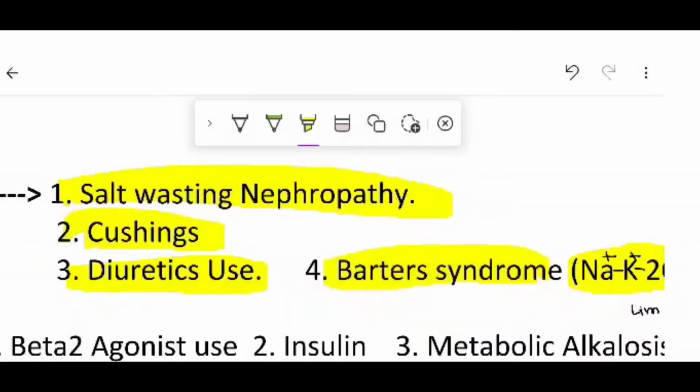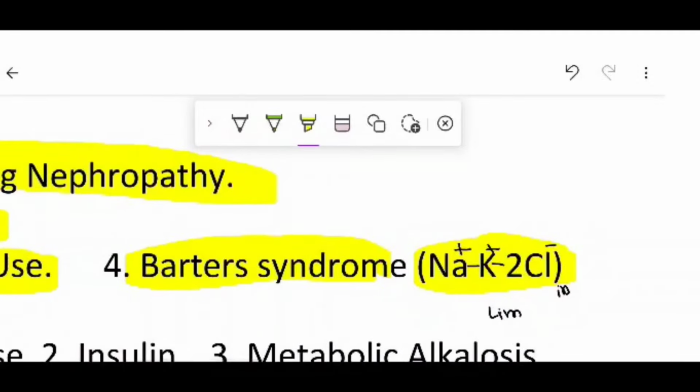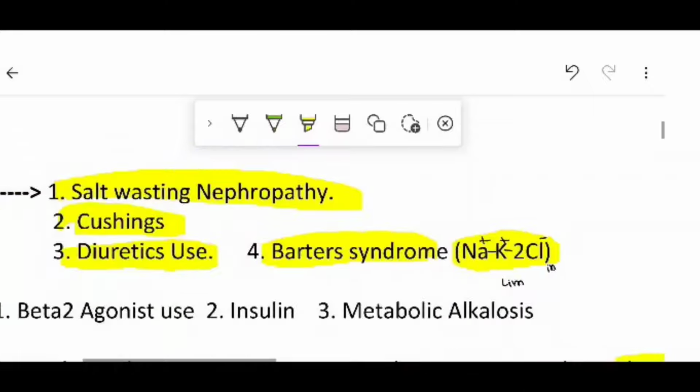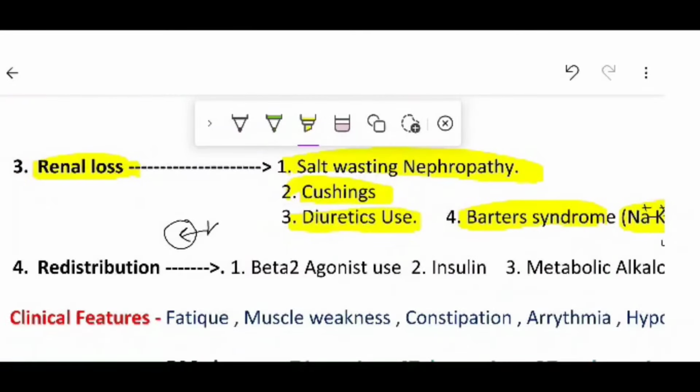So, what is Bartter syndrome? Bartter syndrome is the inhibition of the sodium, potassium, 2-chloride channel, which is present in the thick ascending limb of the nephron. So, these are the four different causes of renal losses. Fourth is redistribution.